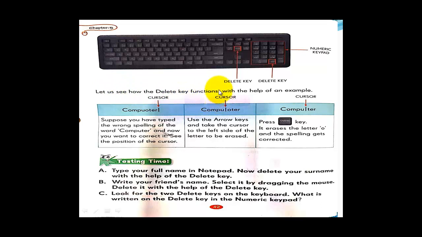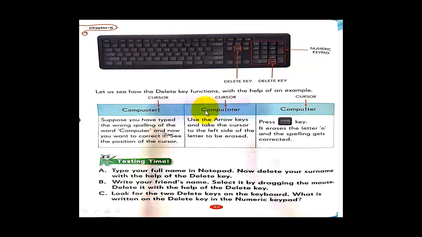Now let us see how the delete key functions with the help of an example. Suppose you have typed the wrong spelling of the word computer. Okay, you have written the computer as COMPUOTER, and now you want to correct it. See the position of the cursor. Now use the arrow key. This time we'll use the arrow keys to bring the cursor to the left, and take the cursor to the left side of the letter to be erased.